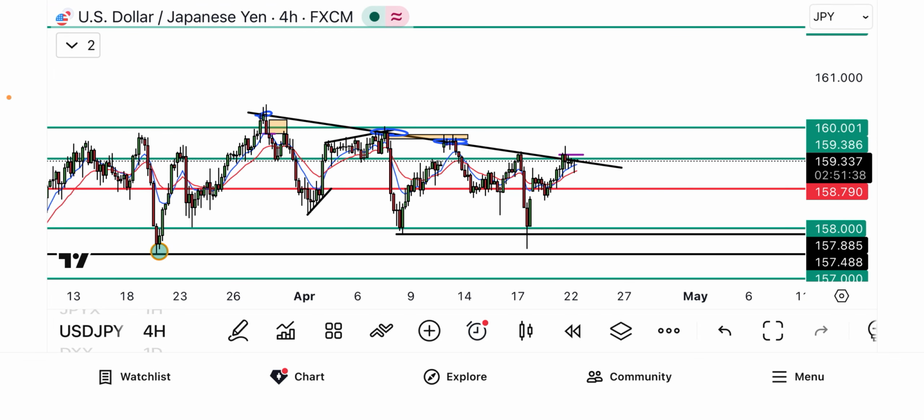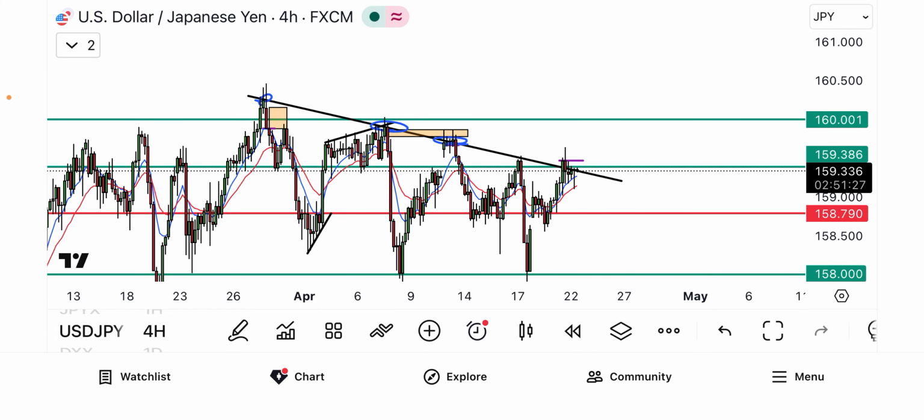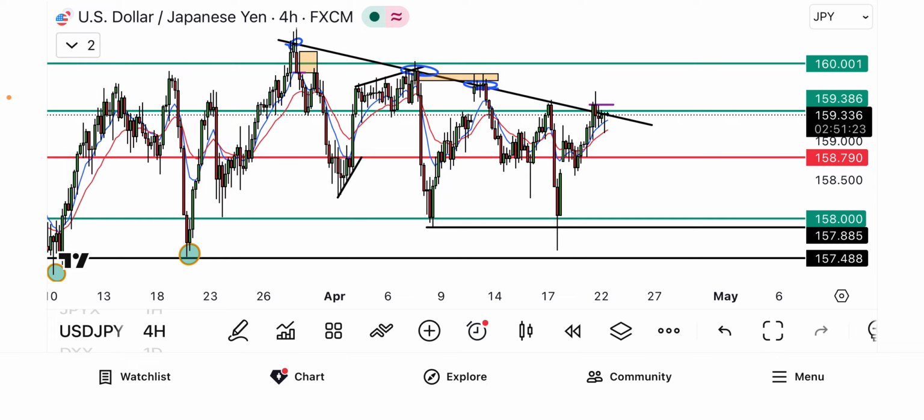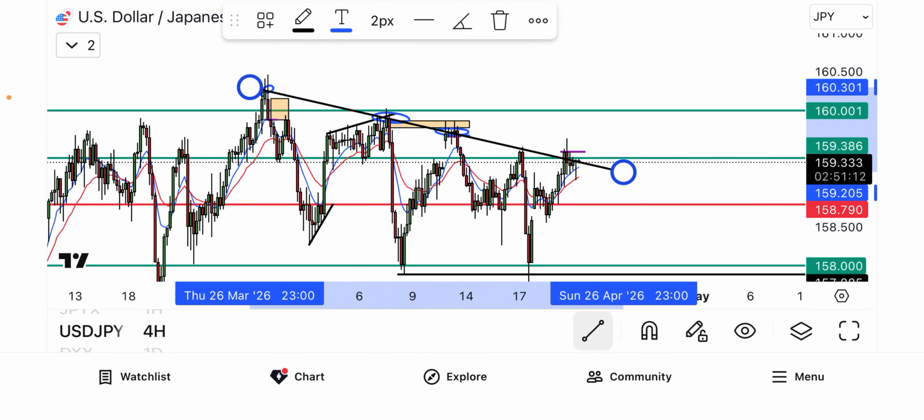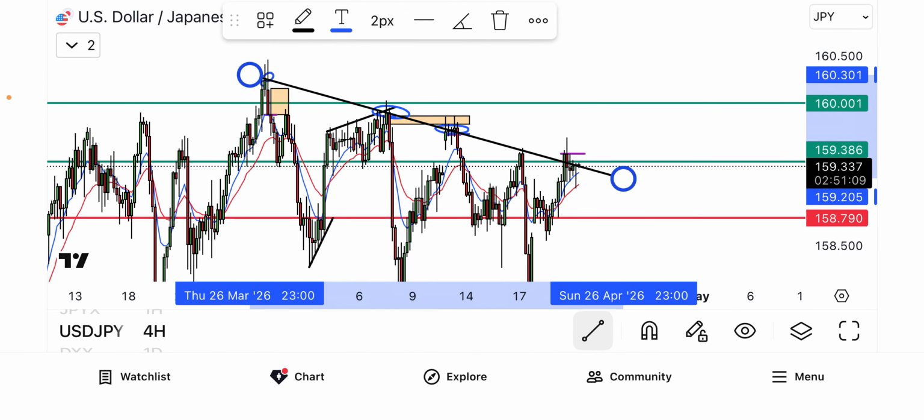USDJPY, I'm gonna open the chart. This is how it's looking now. This is the 4-hour time frame. Looking at USDJPY, we can see the chart is looking messy. We are at the resistance zone from this trend line. As you can see, there is a resistance there. Anytime it gets there, it bounces back down.